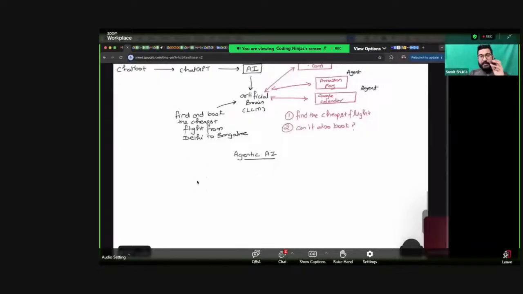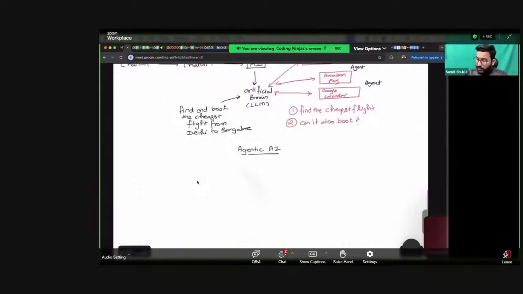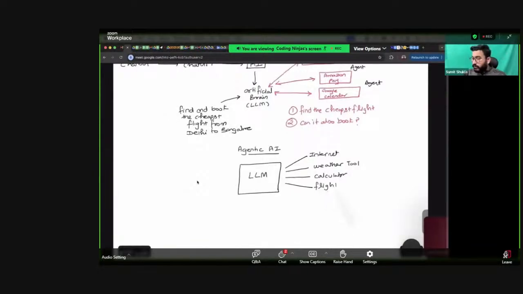Agentic AI is that framework which involves multiple agents working together. So let's say I have a particular LLM, and this LLM is connected with the internet also. This LLM is connected with the weather API, weather data or weather tool also. This is connected with a calculator also. This is connected with, let's say, a flight search also. This is connected with booking.com also.